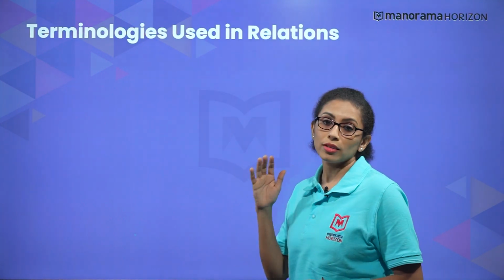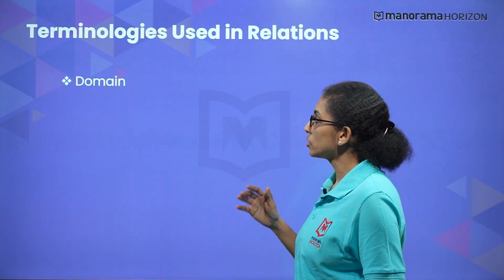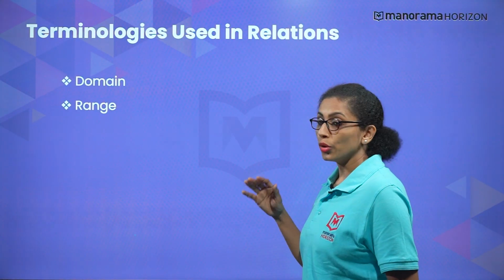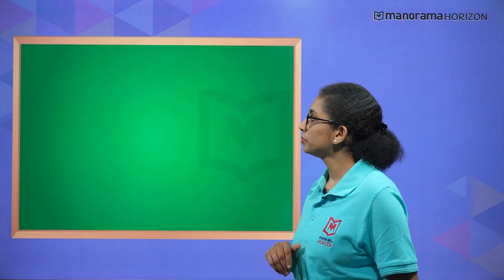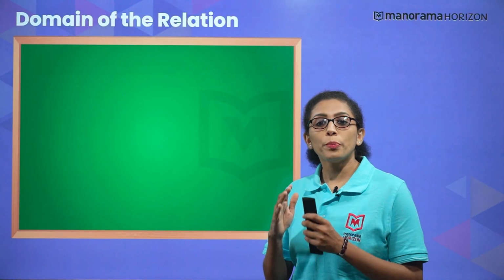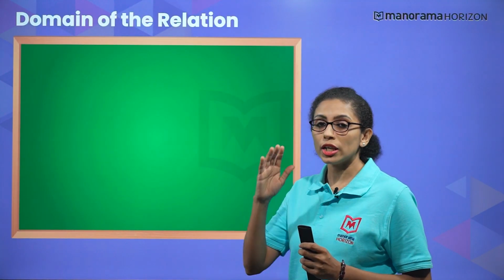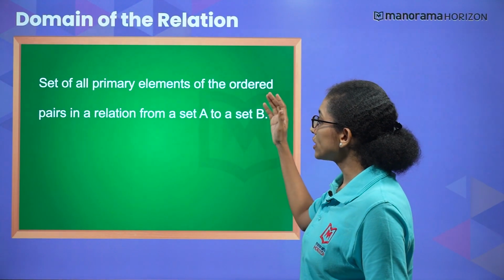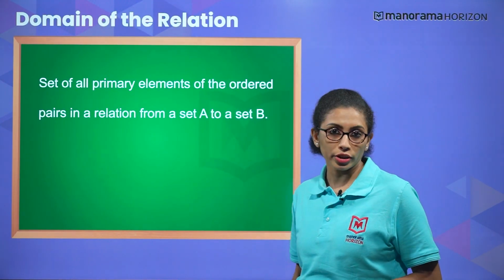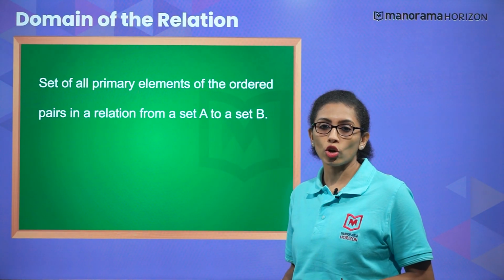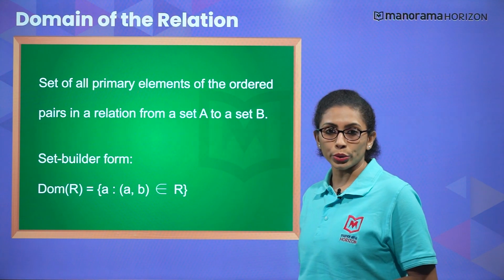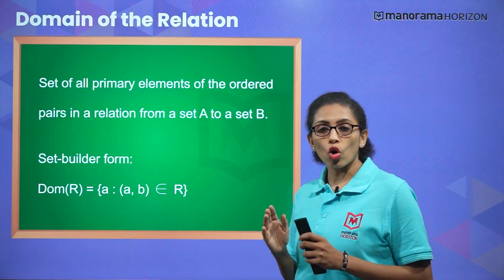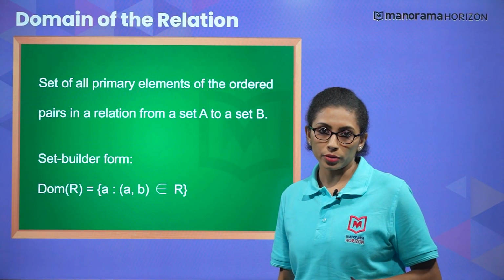Now, let's discuss important terminologies used in relations. The first one is domain, the second is range, and the third is codomain. Let's see them one by one. The set of all first elements of the ordered pairs in a relation from set A to set B is called the domain of the relation. Let's see the representation of the domain in set builder form, which is given by domain of R is equal to a such that (a, b) is an element of R.